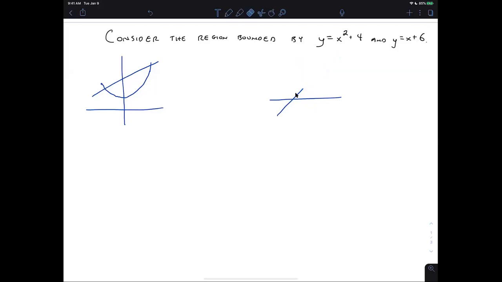And so when I say consider the region, I mean, okay, let's get the picture. Let's figure out these intersection points. And to do that here, we're going to set those equal to each other. So we're going to do x squared plus 4 equals x plus 6. And then we get (x minus 2)(x plus 1) equals 0.